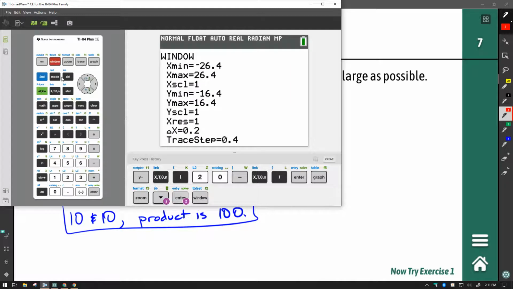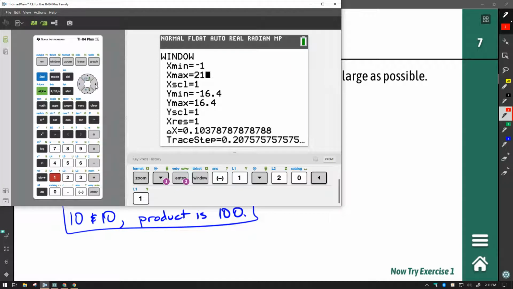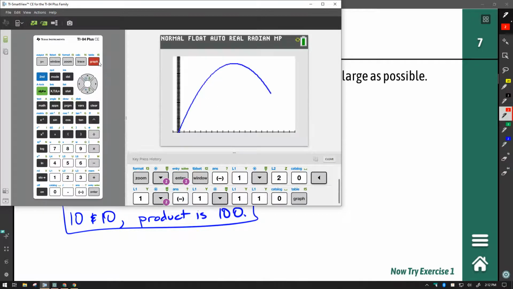So let's change the window just a bit. Let's make our x minimum -1. Let's make our x maximum 20. Let's call it 21 so we can see the x-intercept. And then let's make the y minimum -1. We just need to be able to see the axis. And how about the y max? Since we know the max product is 100, I'll go all the way up to 110 here. And let's take a look at that graph.